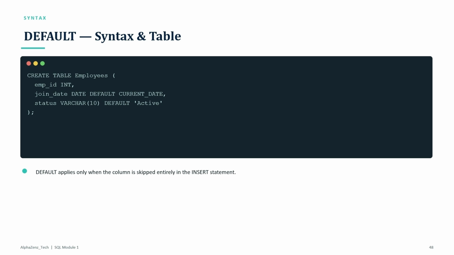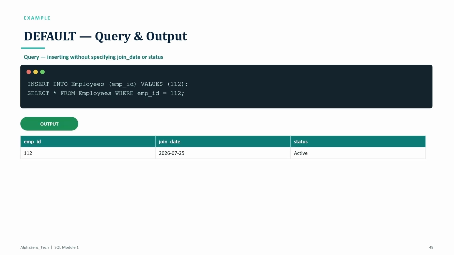Slide 55. Default, syntax and table. join_date DATE DEFAULT CURRENT_DATE. status VARCHAR(10) DEFAULT 'active'. Remember, default only kicks in when the column is skipped entirely in your insert statement. Slide 56. Default, query and output. INSERT INTO employees (emp_id) VALUES (112). Notice we're only giving the emp_id, nothing else. Then SELECT * FROM employees WHERE emp_id = 112.